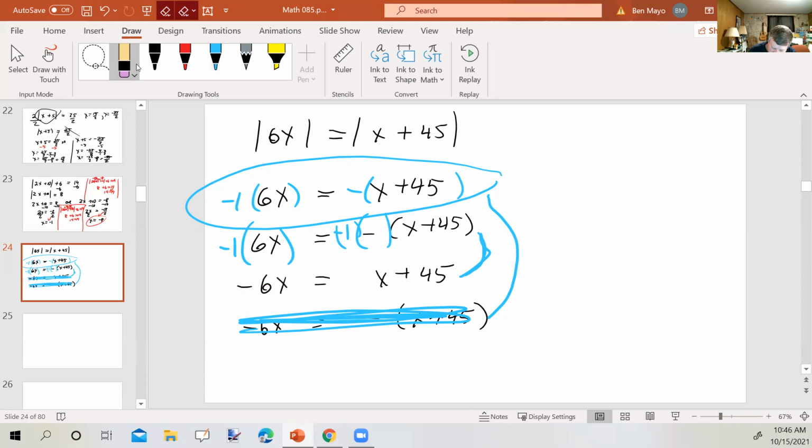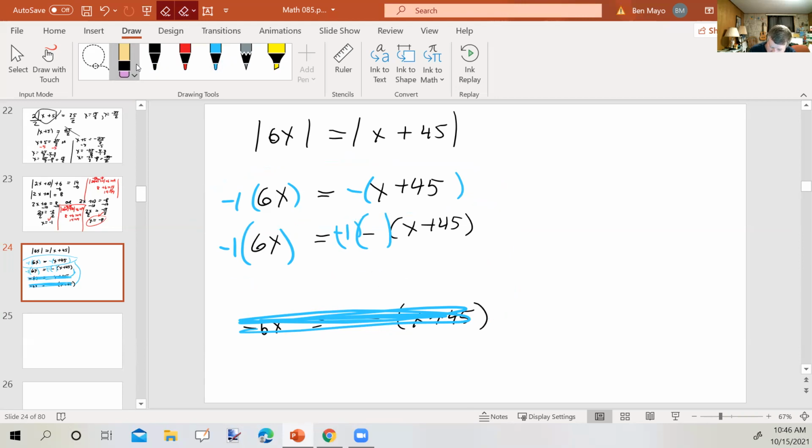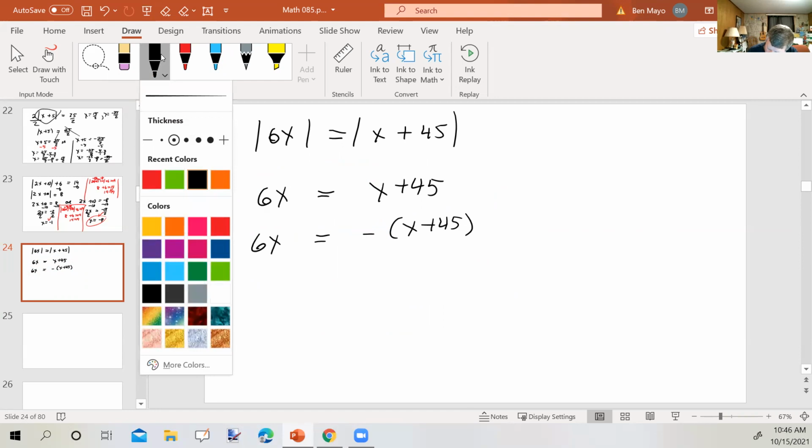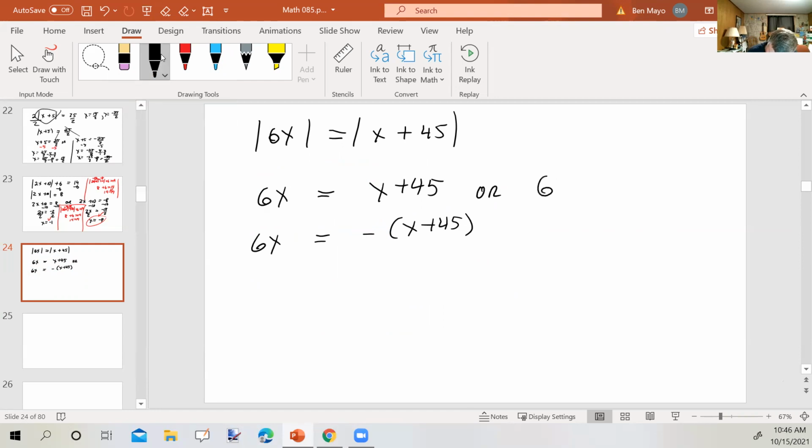Let's erase all this extra stuff. It boils down to what's inside of the first one equals what's inside of the second one, or what's inside of the first one equals the opposite of what's inside of the second one. So taking those two examples, I'm going to rewrite this bottom one over here.